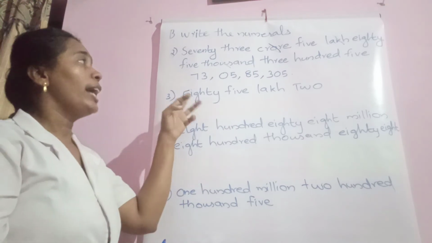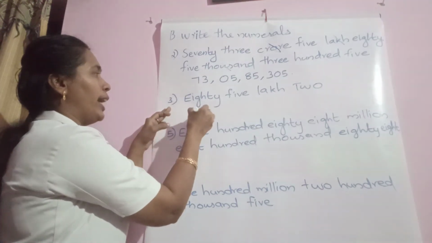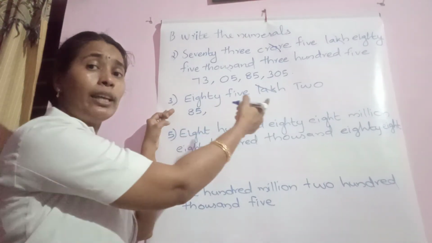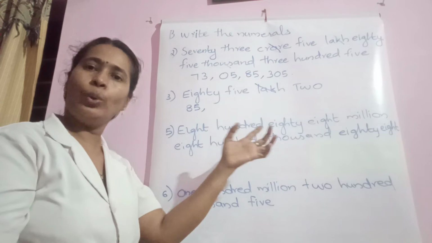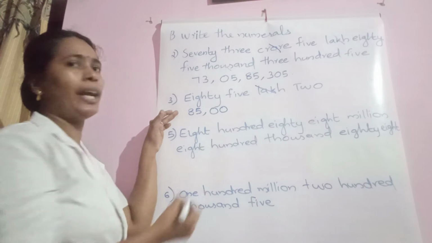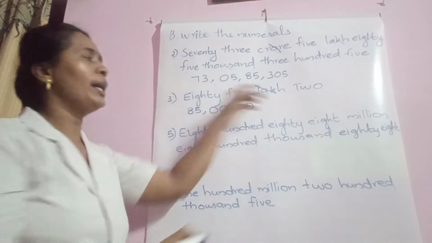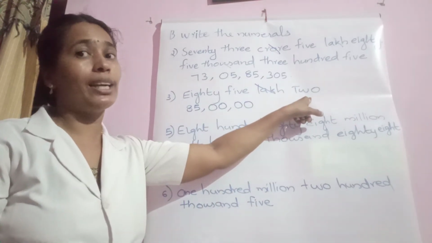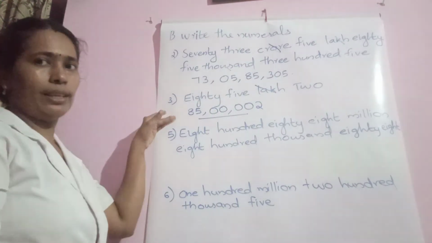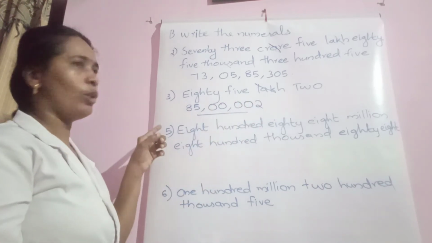Next question is 85 lakh 2. So 85, instead of lakh, we can put a comma. Is there anything given in the 1000 period? No, digits are not given in the 1000 period. So what do we do to fill? We can fill it with 00. Then hundreds is missing, tens is missing, but the ones digit is given. What is it? 2. So we can write the required number like this. This is read as 85 lakh 2. Next, the fourth one is also homework for you.